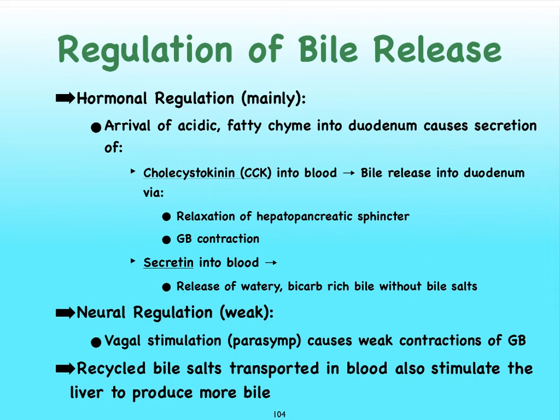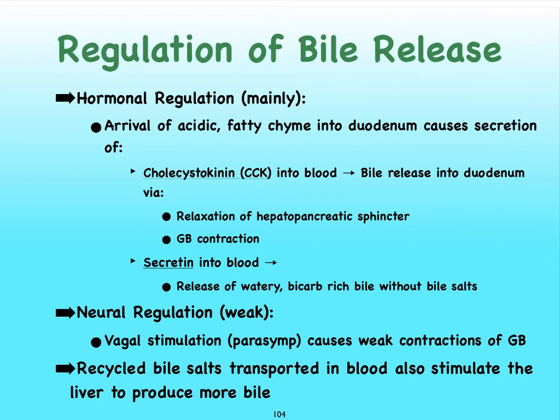And so we also need to learn how the release of bile is regulated, as well as the release of pancreatic juice. Both the pancreas and the release of bile by the liver and even the gallbladder are under the influence of hormones primarily. The nervous system, the parasympathetic nervous system, via the vagus nerves have some influence as well, but it's rather weak. So let's just focus on these hormones.